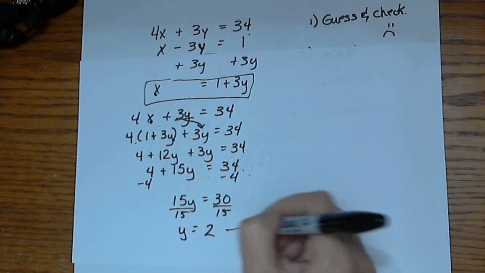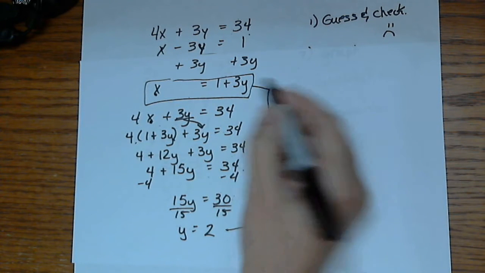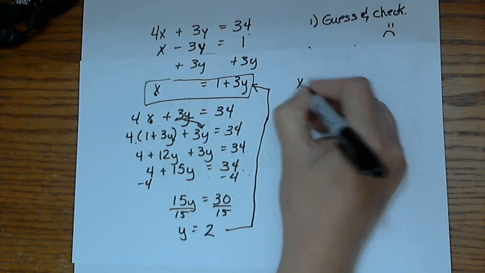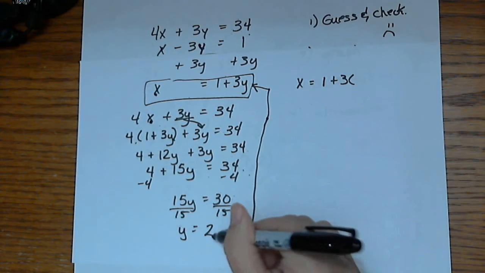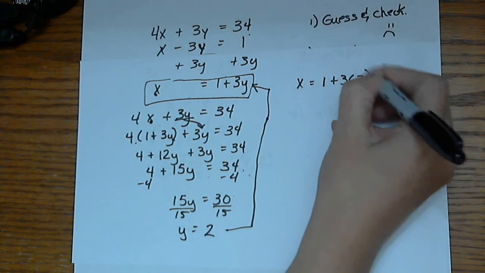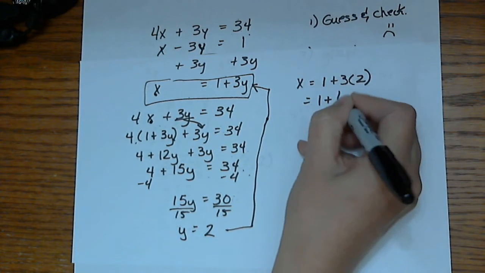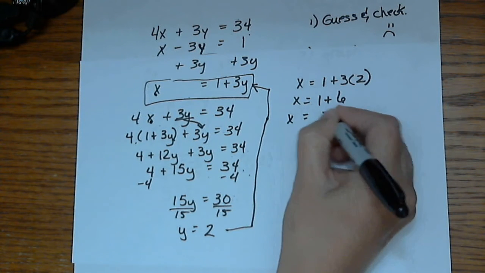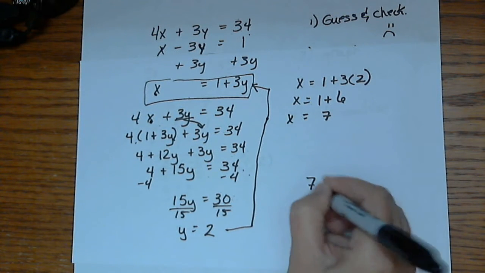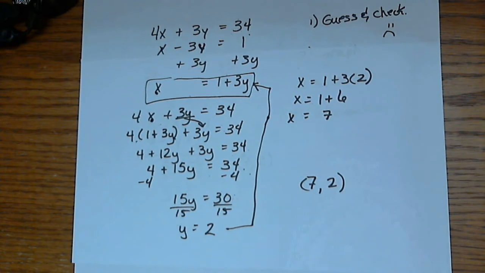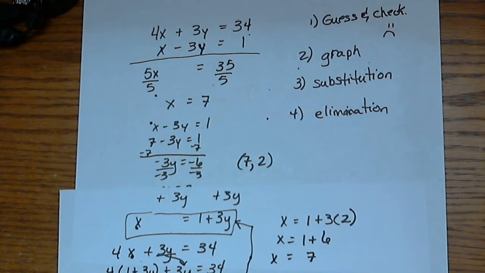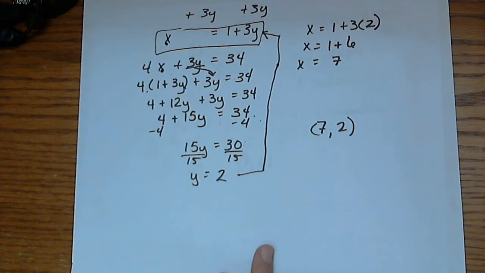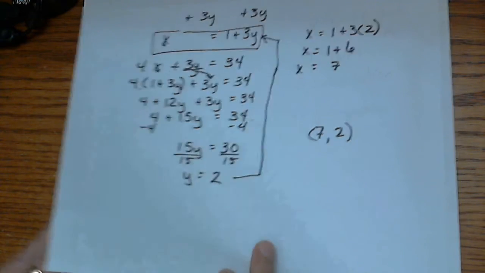Again, we still have to find x. So we're going to substitute this y up in this spot. So x is equal to 1 plus 3 times y, but y we know is 2, so that's 1 plus 3 times 2. 1 plus 6, x is equal to 7. So now we found an answer of (7, 2), which is exactly the same thing that we found when we found the solution through elimination. So it doesn't matter which method you choose to solve the system, you should get the same answer.